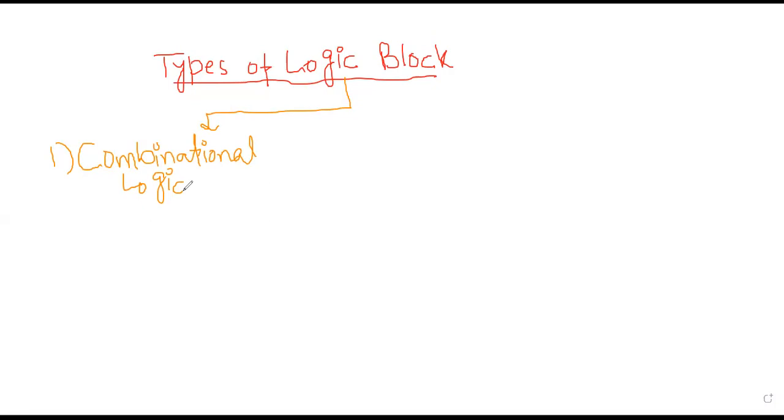Combinational logic blocks are the types of logic blocks whose output value depends only on input logic values. So I just have to write it. Just give me one second. Yeah, no problem.